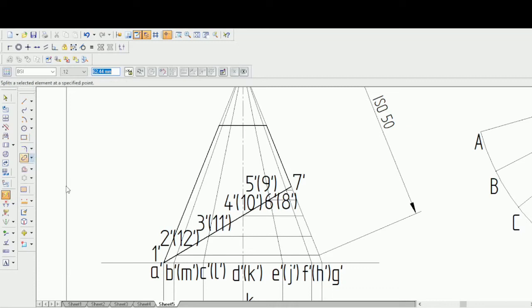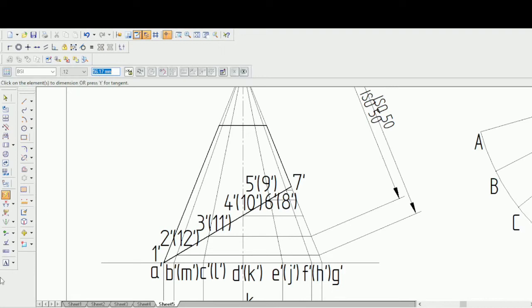Now again go to split. Let's split this point exactly at this horizontal line. Now again let me go to smart dimensioning. Again let me measure this one. That is found here in this box. If you see, it is found to be 56.17. 56.17 is for E' and J', that is for E and J.